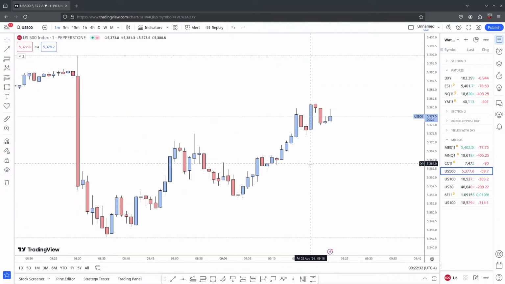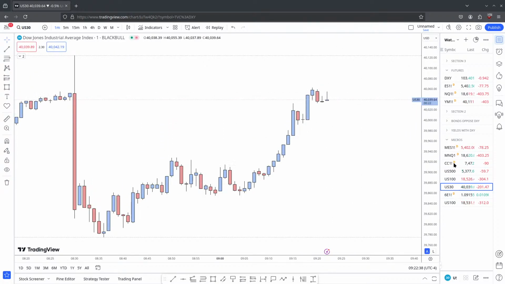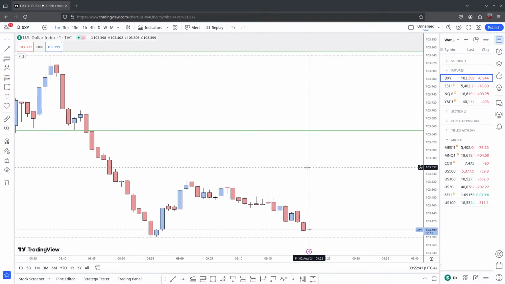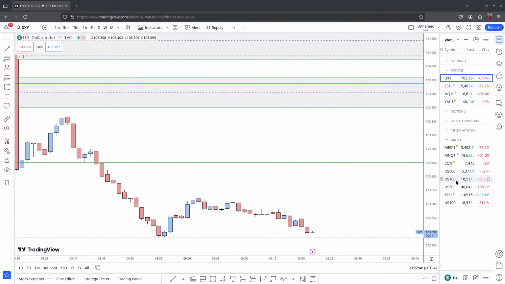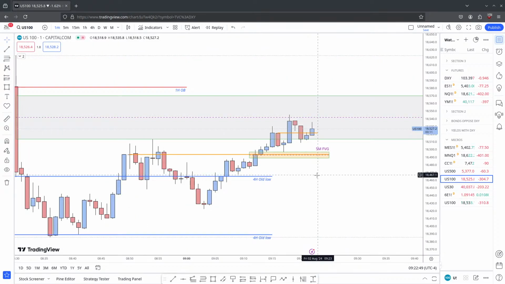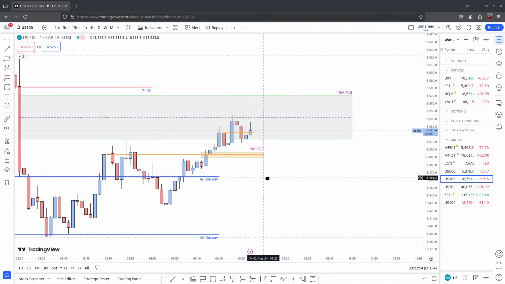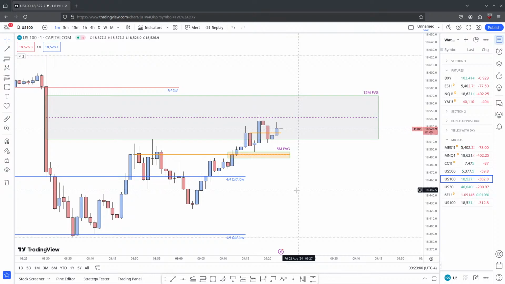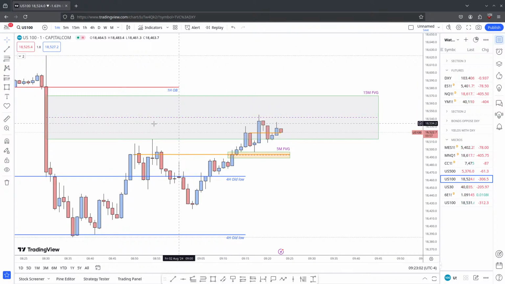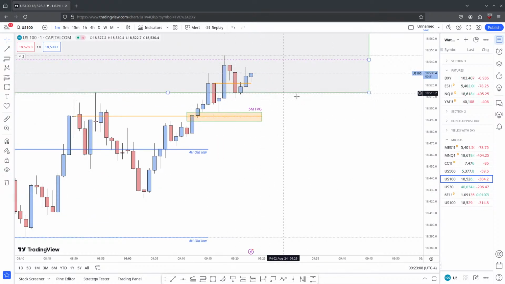US 500, not much to see. US 30, again, not too much to see. Dollar index, still drooping off lower, I could say. But nonetheless, still going down lower. We're still sitting below this 15-minute consequent encroachment of this fair value gap here. Still sitting sideways here now.